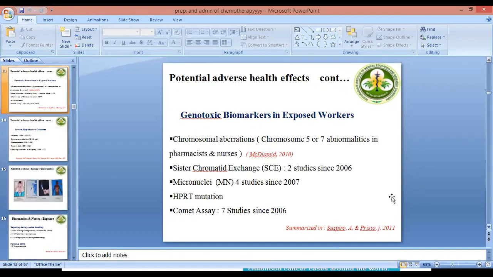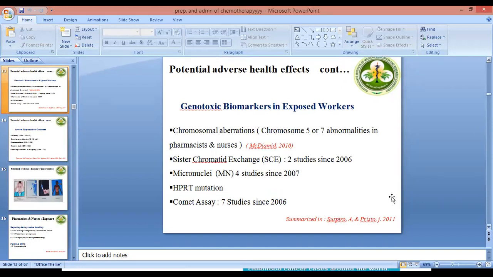In genotoxicity markers, chromosomal aberrations were also found in chromosomes 5 and 7 in exposed workers as compared to non-exposed workers. Sister chromatid exchange was also found in two studies. Micronuclear changes, HPRT mutation, and chromatid changes were also found in exposed workers as compared to non-exposed. HPRT mutation was mostly found in healthcare workers who mostly prepare methotrexate and vincristine.